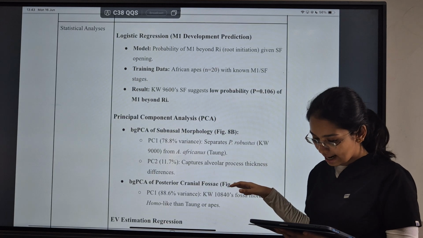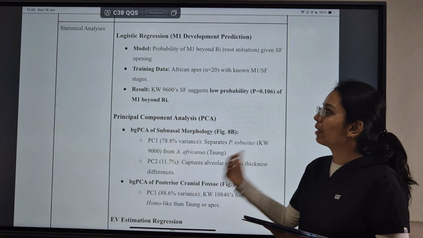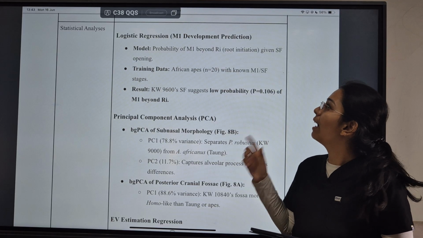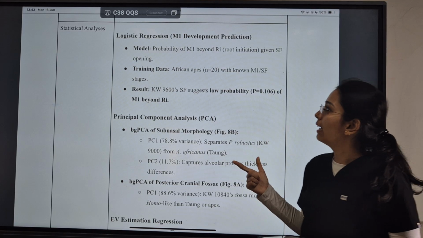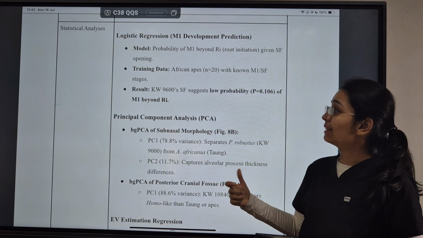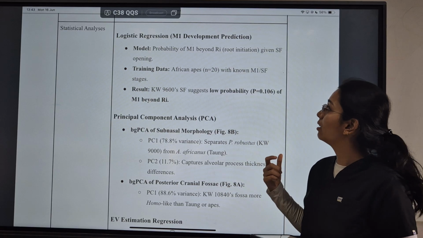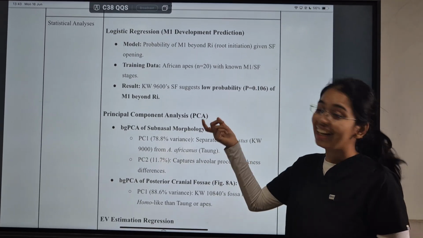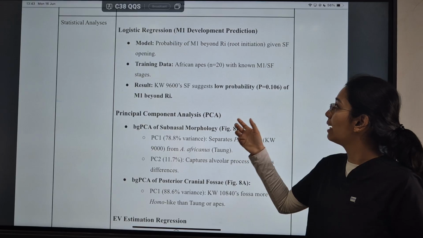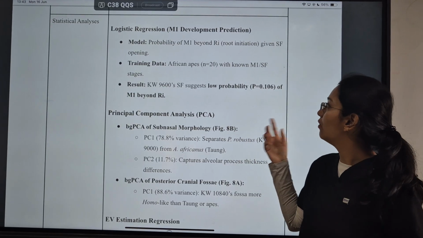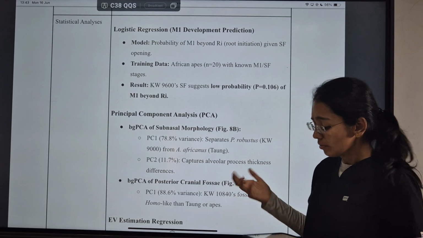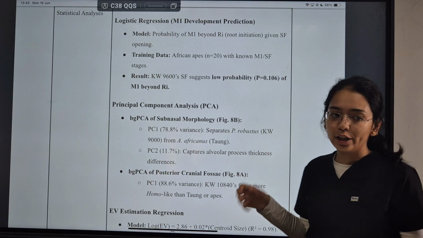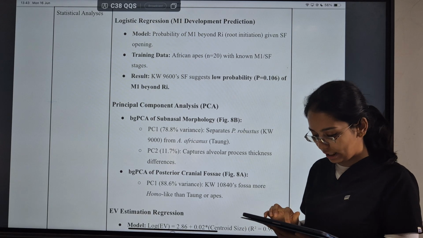So in statistical analysis, as I said previously, they used logistic regression for the molar development prediction. The model used estimates the probability of molar development beyond root initiation in the hominin. For training data they used 20 African apes with known molar eruption patterns. The results stated that there was a low probability of molar eruption beyond root initiation.